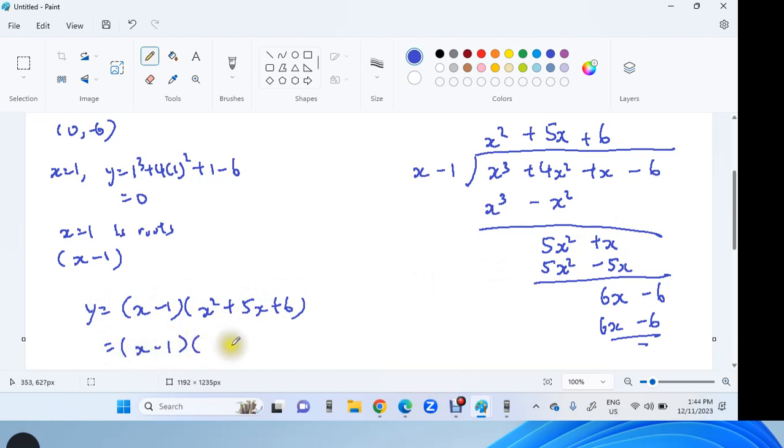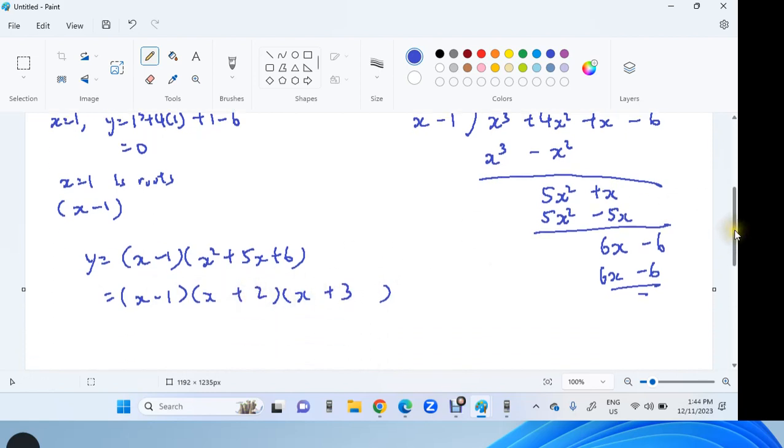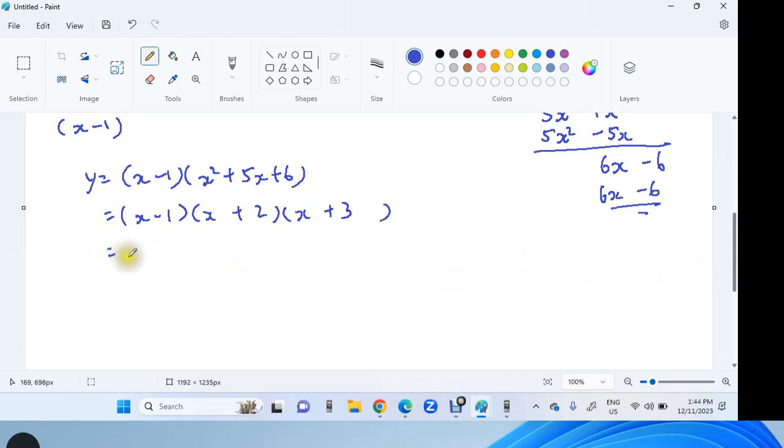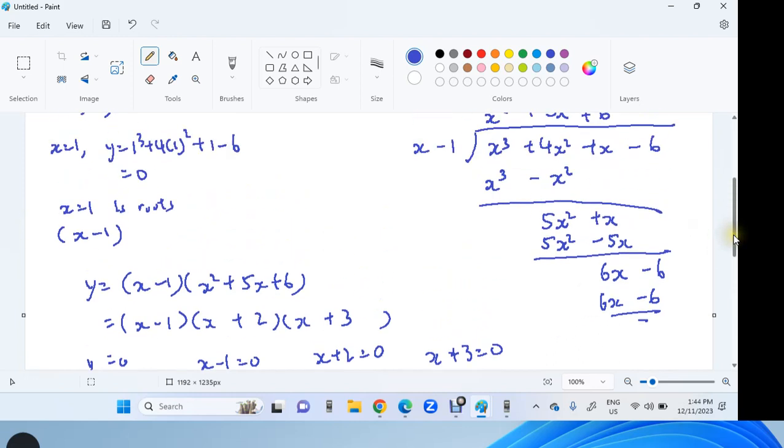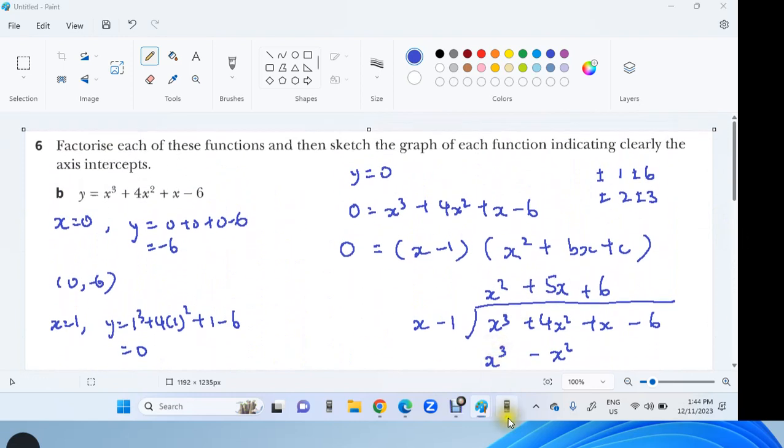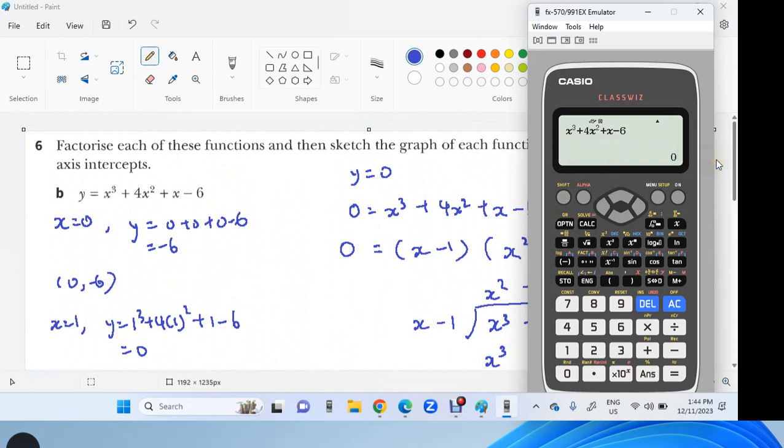And this one, we can do the factorization: x plus 2, x plus 3. So when y equal to 0, then x minus 1 equal to 0, x plus 2 equal to 0, x plus 3 equal to 0. Then we have x equal to 1, x equal to negative 2, and x equal to negative 3 are the roots. So this is the factorized form.